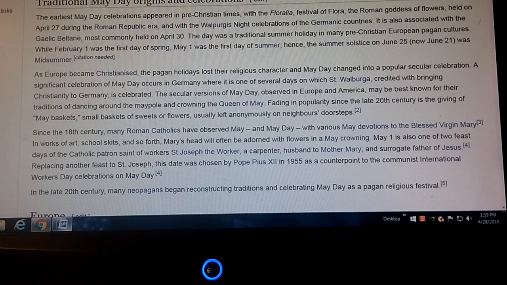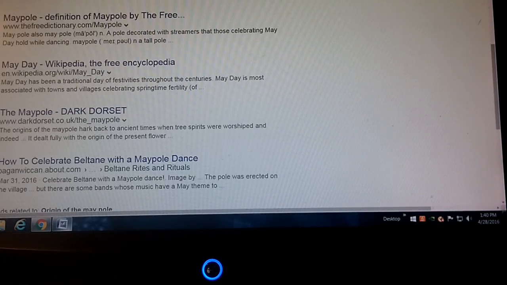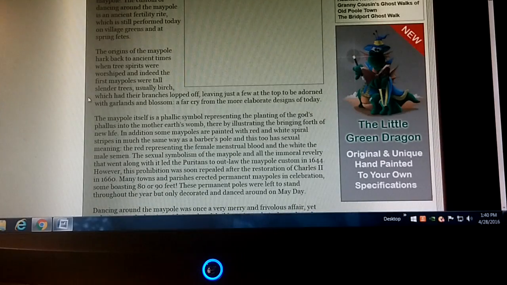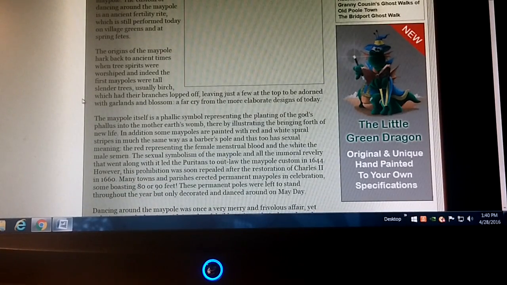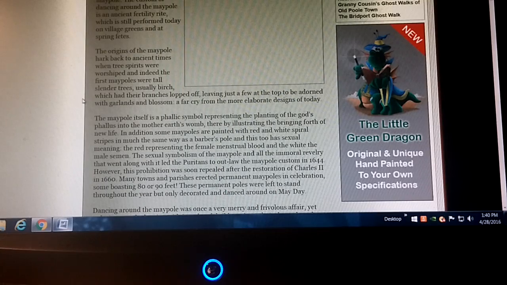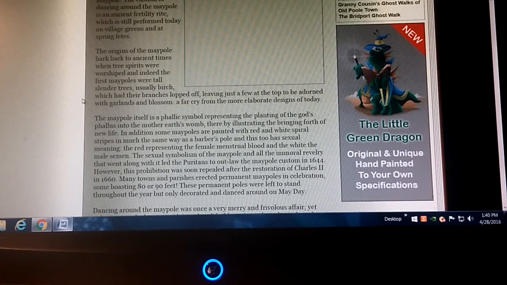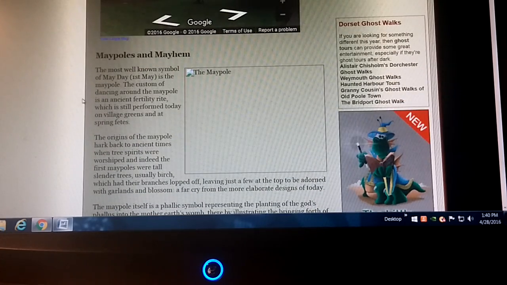In the last video, we ended with taking a look at the Maypole. And I'm just going to look at that real briefly unless the Lord leads me to get into it deeper. I just want to show you the basic origin of the Maypole. Right here. Okay. On this website, it says Maypoles and Mayhem. Let me get that on the screen here.